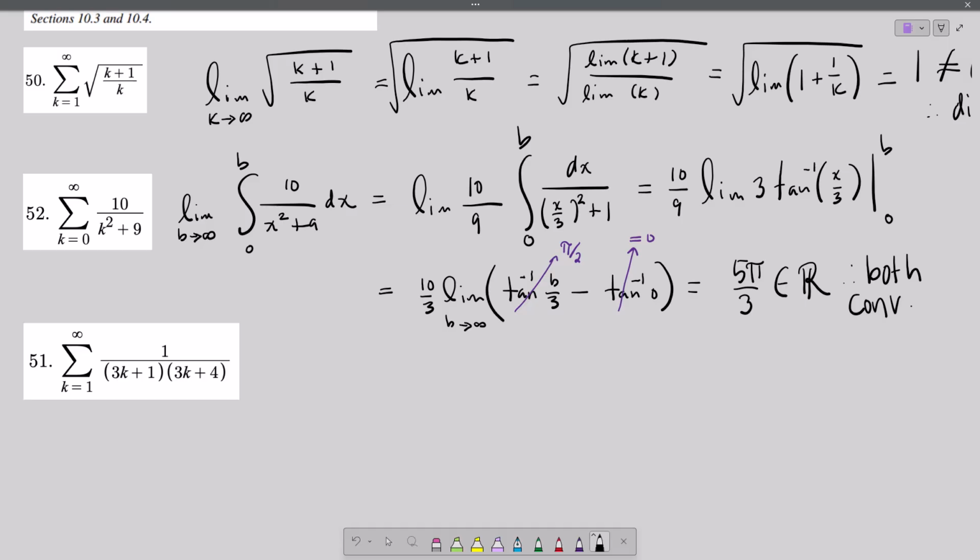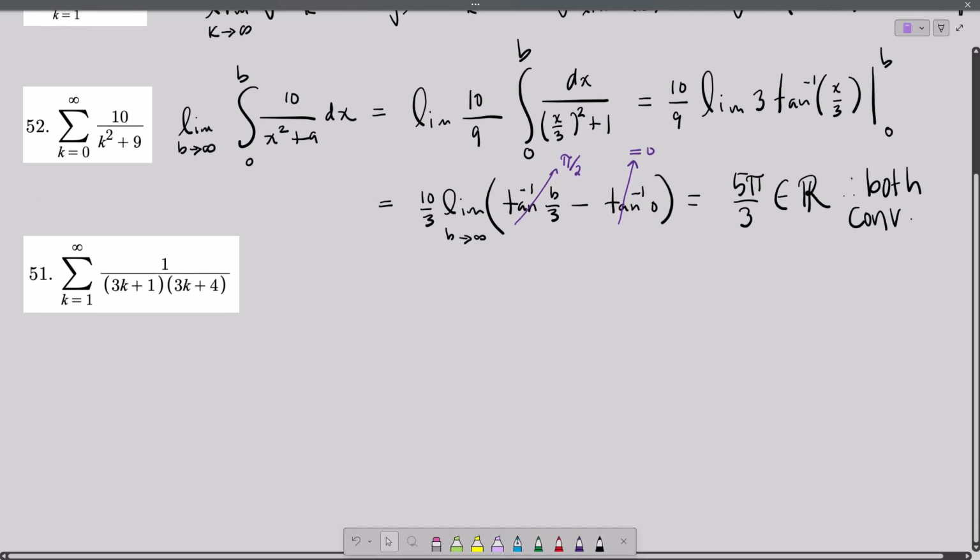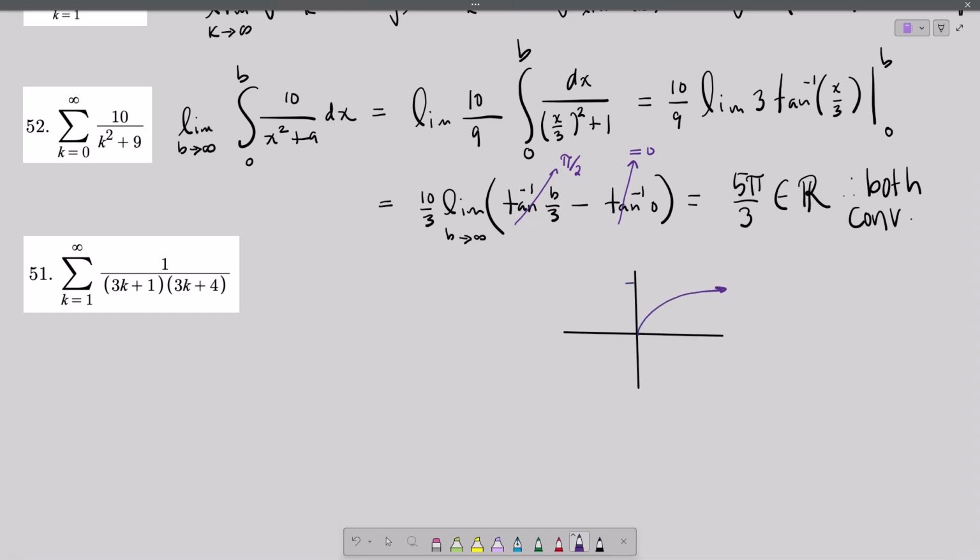So the inverse of tangent to infinity is pi over 2. If it was negative infinity, would that be negative pi over 2? Yes, negative pi over 2. If we look at the graph of inverse tangent, it has those two asymptotes. So if we're going to positive infinity, it's at pi over 2. If we're going to negative infinity, it's at negative pi over 2.